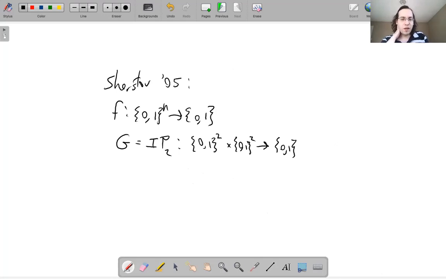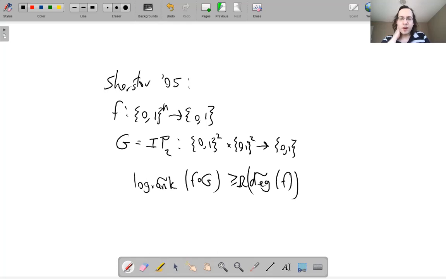And then he showed essentially that the log rank of F composed G is at least the approximate degree. It's an omega of the approximate degree of F. I'm hoping I'm not forgetting; I don't remember if he loses log factors or not. So this is called a lifting theorem, and it can convert any polynomial lower bound on the Boolean function F into a communication lower bound and even an approximate log rank lower bound on F composed G.